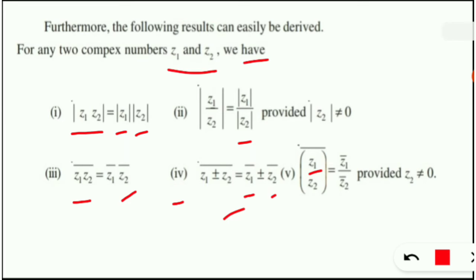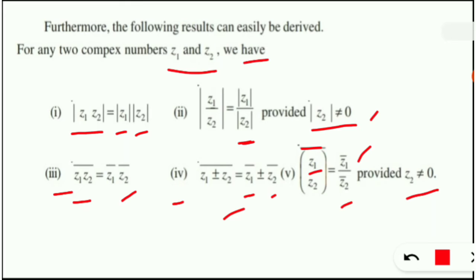z1 by z2 whole bar equals z1 bar divided by z2 bar, provided z2 is not equal to 0. Clear? So again, mod of z1 z2 equals mod z1 into mod z2. Mod of z1 by z2 equals mod z1 divided by mod z2, provided z2 is not equal to 0. Why z2 not equal to 0? Because if z2 equals 0, then something by 0 equals infinity, or is not defined. That's why z2 is not equal to 0.